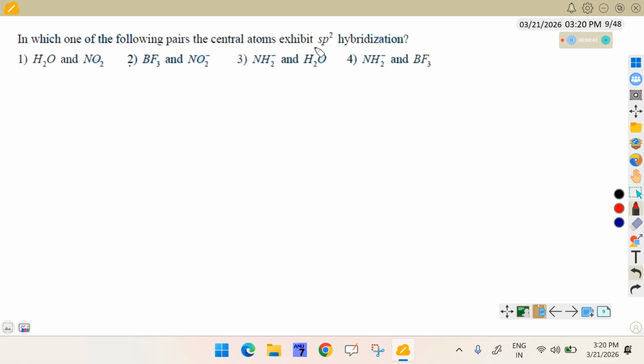Pairs in which the central atom exhibits sp2 hybridization. Straight away second option. In the BF3 molecule, the central atom exhibits sp2 hybridization. Even NO2 minus also exhibits sp2.